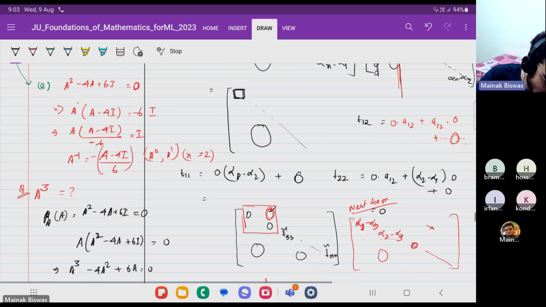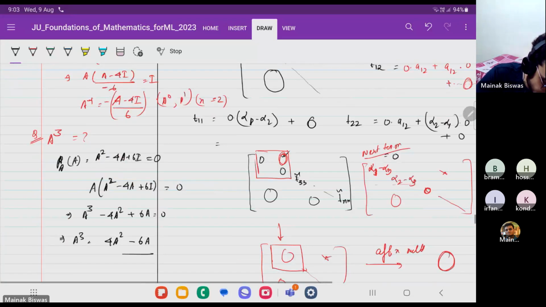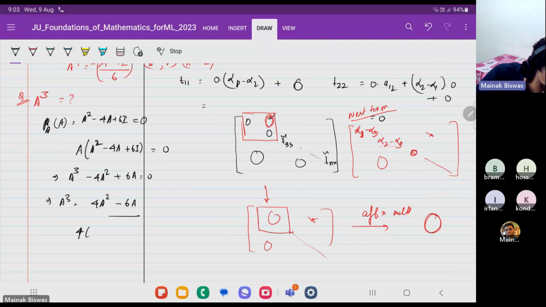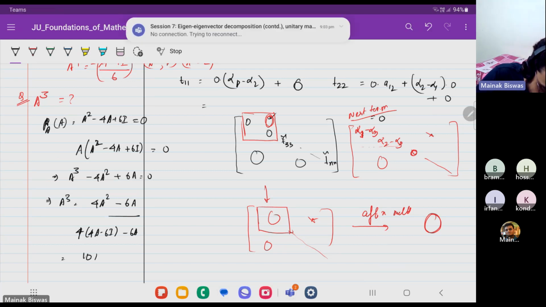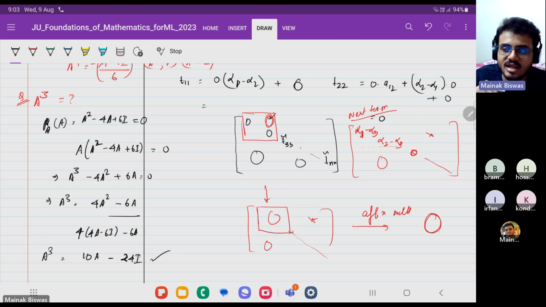Yes, substitute A squared. Very good. So A squared is 4A minus 6I. So 4 into (4A minus 6I) minus 6A. So what do you get? 16A minus 6A, that is 10A, minus 24I. Is this okay? So similarly, do you see, for every A to the power n, you can write it this way, right?